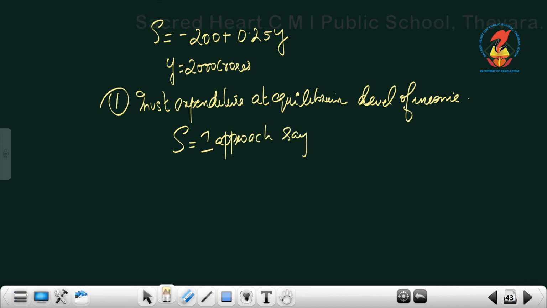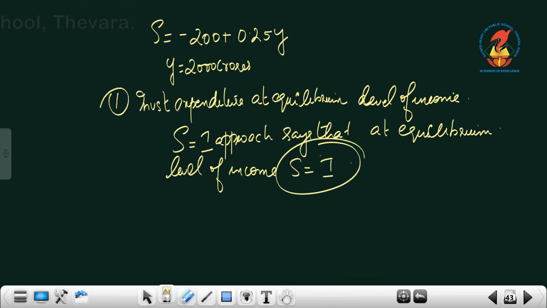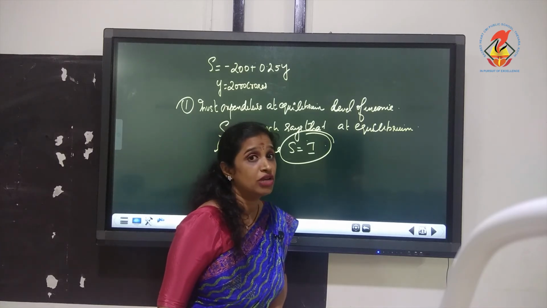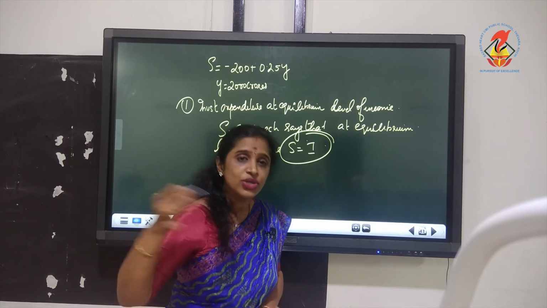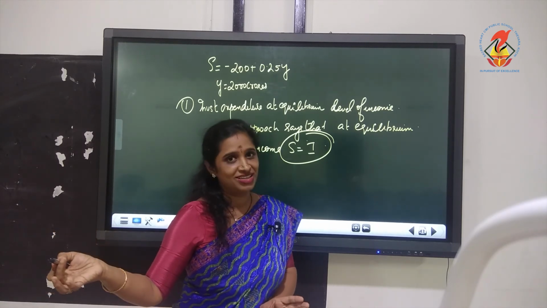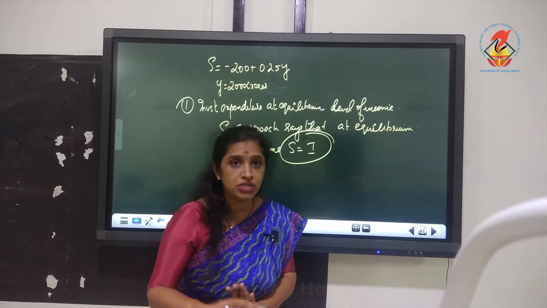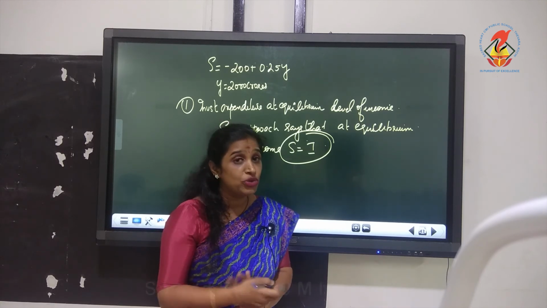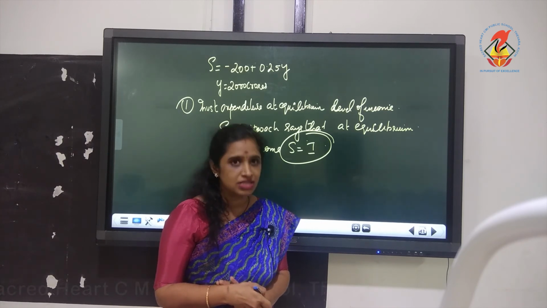S is equal to I approach says that at equilibrium level of income, saving is equal to investment. So how will you find out the value of investment at equilibrium level of income? With the help of S. If you know S, you can write S is equal to I. Understood? So at equilibrium level of income, S is equal to I. Therefore, if you know the value of S, definitely you can write the value of I as S.